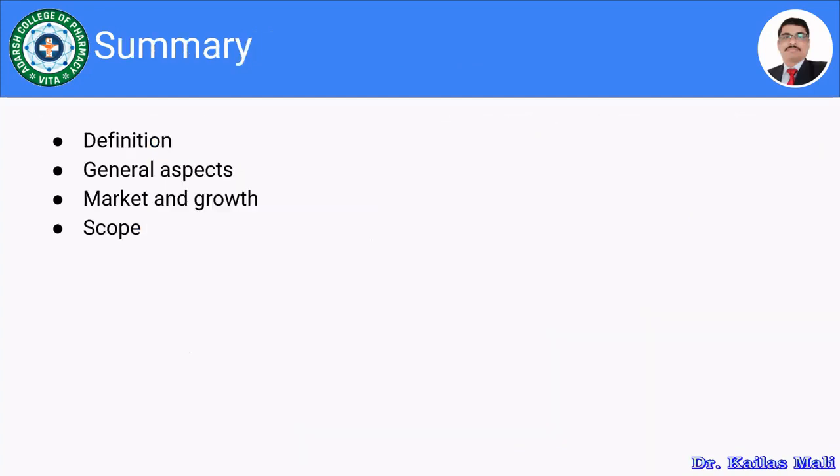Okay. Let us move towards the summary. So in today's session, we have discussed an introduction to nutraceuticals. What is meant by nutraceuticals? Various definitions related to nutraceuticals, say, for example, prebiotic, probiotic, functional food, and so on. Furthermore, we have discussed the general aspects. Then we have discussed the market and growth. And the last point which we have discussed is the scope of nutraceuticals.